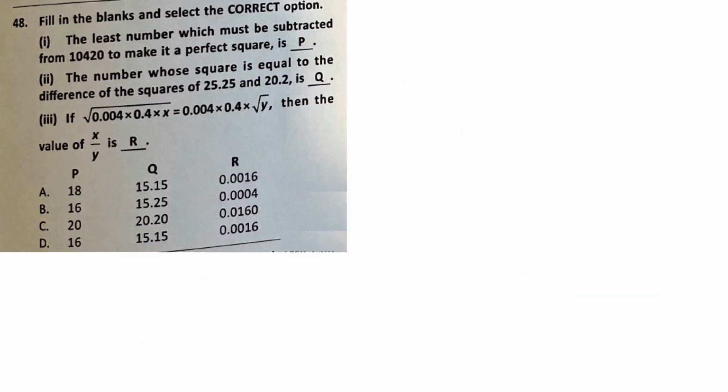Okay. Fill in the blanks and select the correct option. First one, the least number which must be subtracted from 10,420 to make it a perfect square is. Whenever we see a question where you have to find the number which must be subtracted or added, we have to solve it using the long division method. So let's find the square root using long division method and then we will come to know what number to be subtracted. So pair it up.